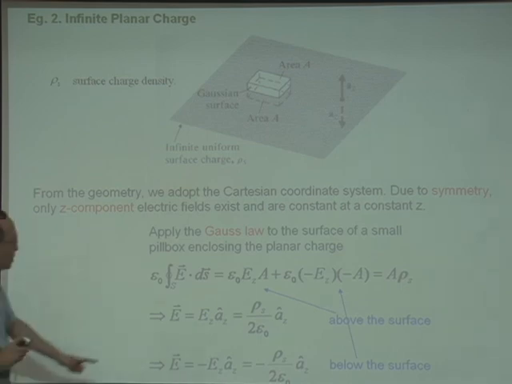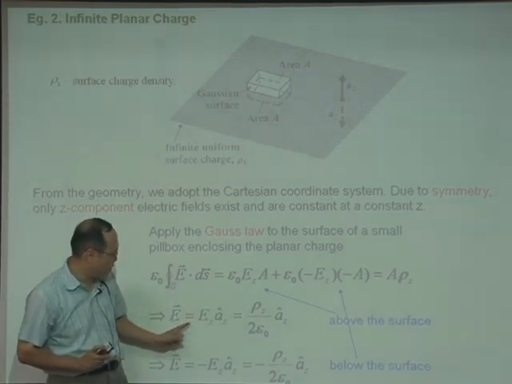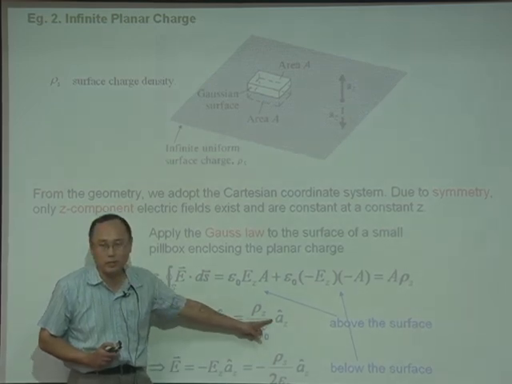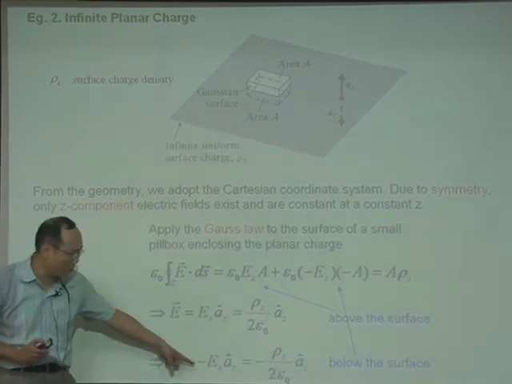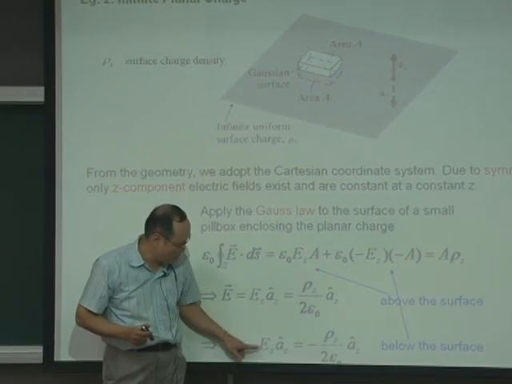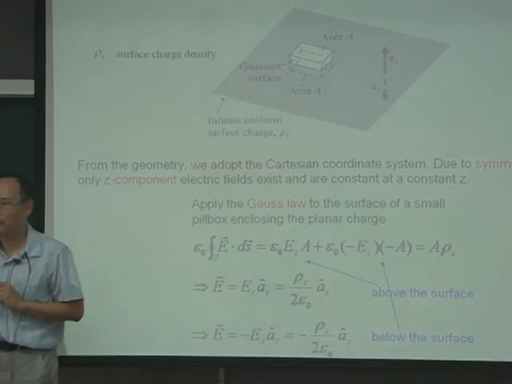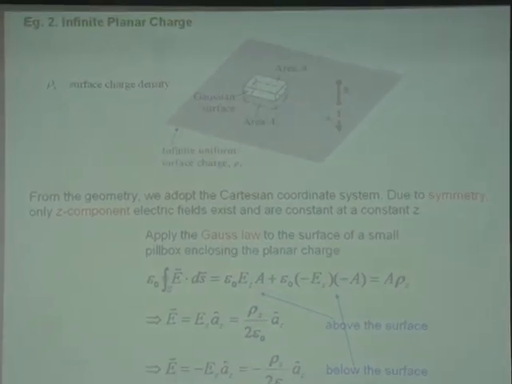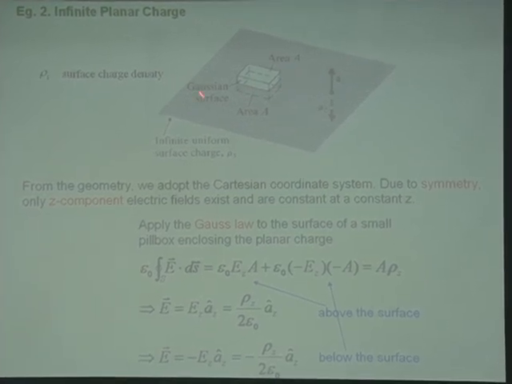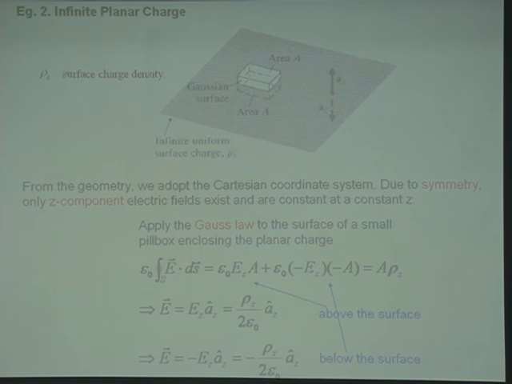But be careful that the direction of the electric field for the top surface is along the positive z direction, and the electric field on the bottom is going to be along the minus z direction. Okay, so this is the calculation for the electric field nearby an infinite plane. This calculation is going to be important later on when you calculate the electric field for a parallel plane capacitor.